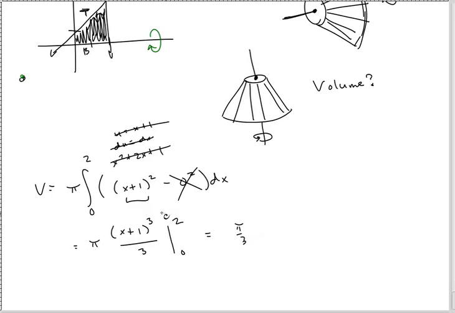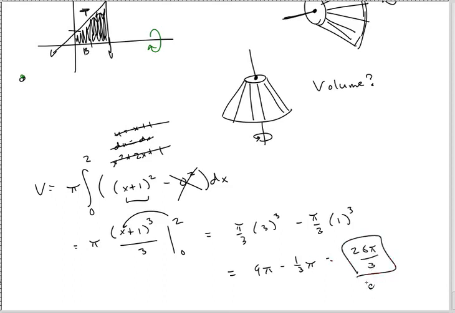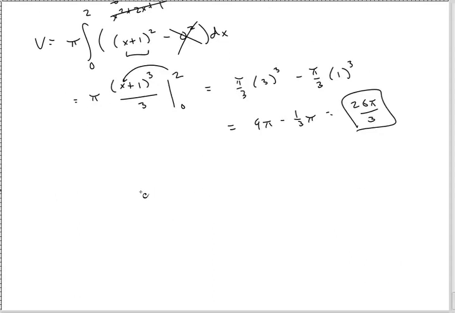Okay. When I plug in the 2, you get a 3 cubed. And when you plug in a 0, you actually get something. You get a 1 cubed. And when you put all those together, you basically get 9 pi minus 1/3 pi. And that makes 26 pi over 3. And there you go. The first problem's done. Okay, so let's keep going.